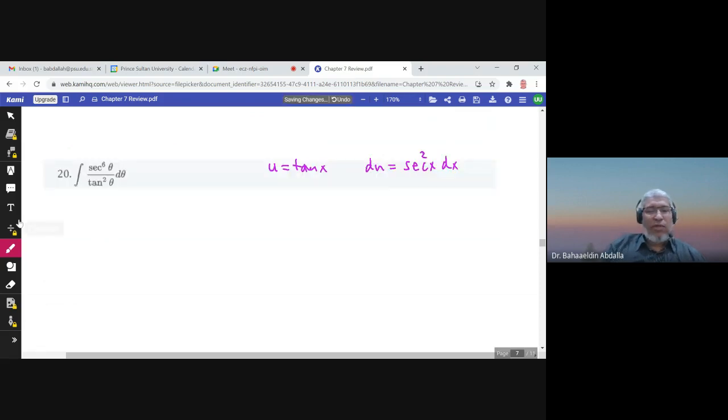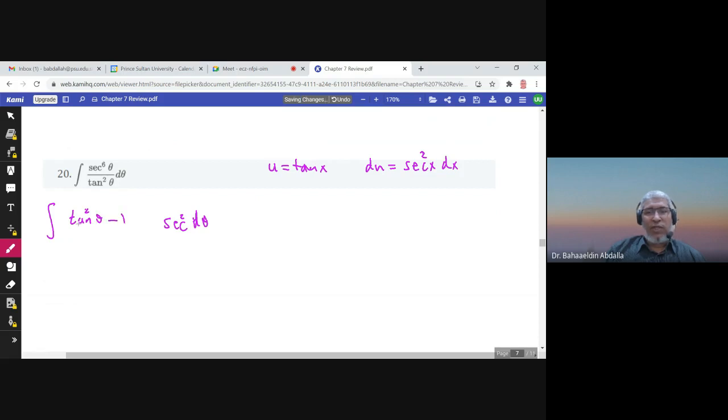And now let me rewrite the integral. I have secant to the power 6. So secant to the power 4 is not needed. I only need secant squared times d theta for du, and I will have secant to the power 4. Well, I know that tan squared minus 1 is secant squared. So I will have tan squared theta minus 1.